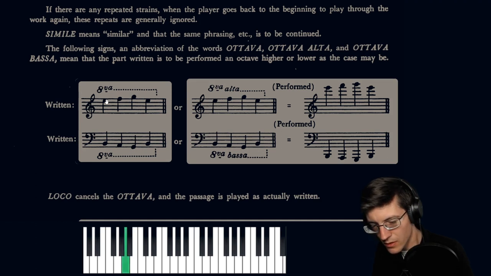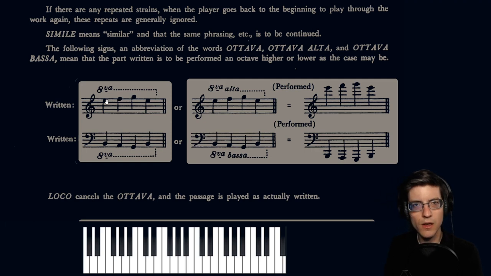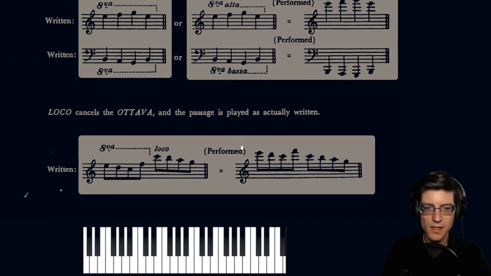Good. Increase my volume a little bit. Good. So instead of playing these notes here, it's down the octave. So you just play it. So that's octava bassa, octava alta, octava bassa. Okay. 8VA. Loco cancels the octava and the passage is played as actually written.